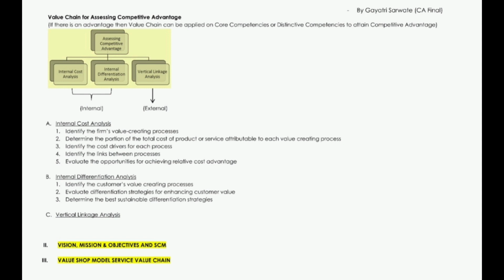And with these topics, which were broadly 3 चीज़ें थी, सबसे पहले तो हमने वैल्यू चेन से कोर कॉम्पिटेंसी पे कैसे जंप करेंगे वो देखा, वो पूरा एक बड़ा सा चंक था. The second was vision, mission और objective statement का link with strategic cost management. And the third one was value shop. And with these 3 big chunks, we finished the first chapter of our SCMPE.